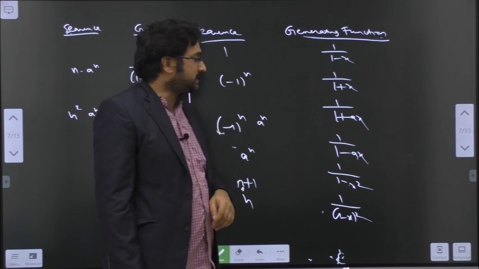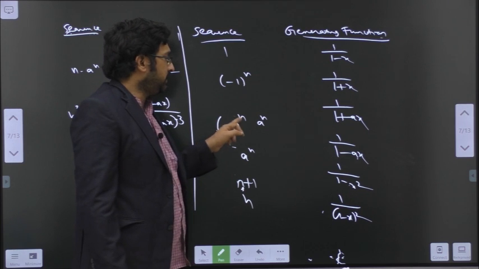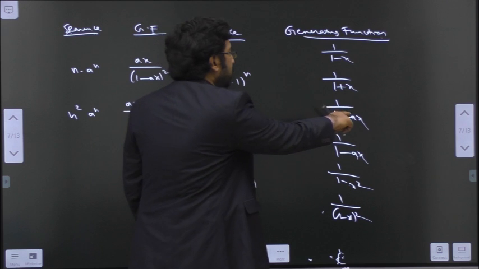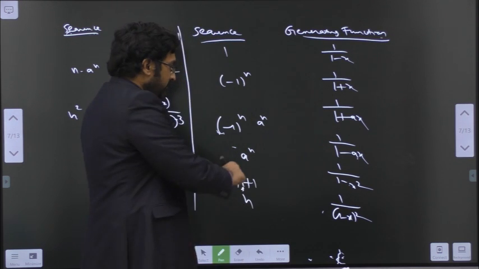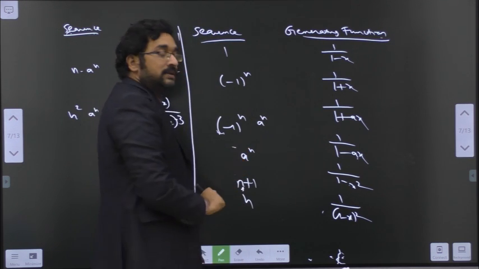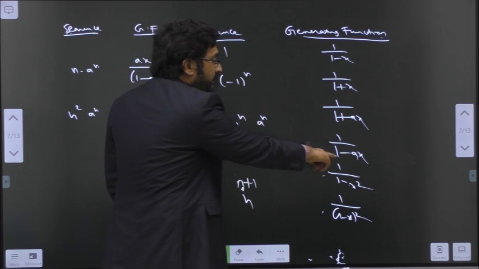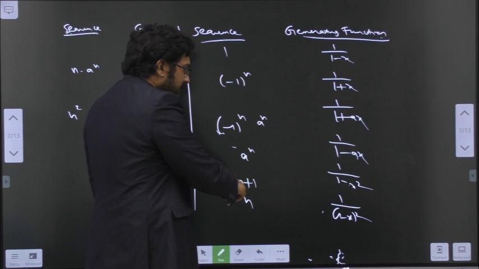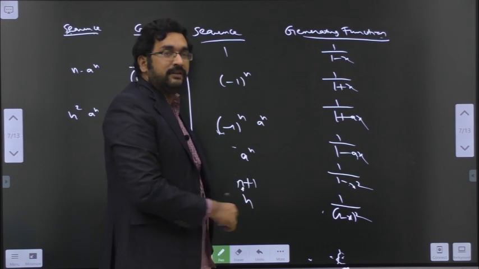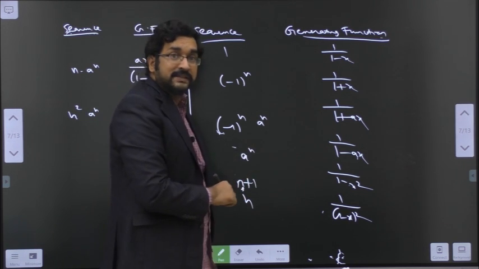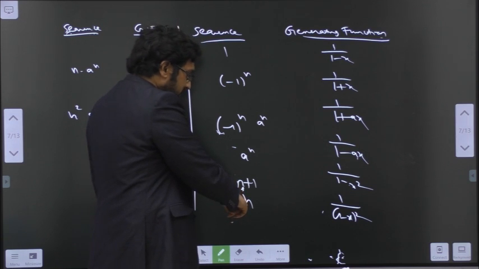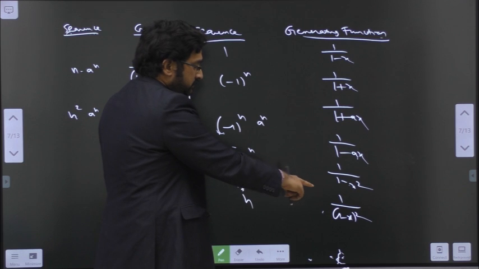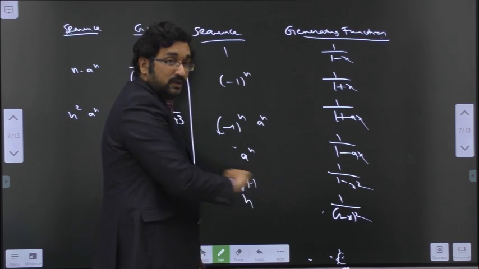For the sequence whose terms are of the form (minus 1) power n, the generating function will be 1 by 1 plus x. For (minus 1) power n into a power n, the generating function will be 1 by 1 plus ax. For the sequence a power n, the generating function will be 1 by 1 minus ax. For the sequence n plus 1, the generating function will be 1 by (1 minus x) whole square. For the sequence n, the generating function will be x by (1 minus x) whole square.